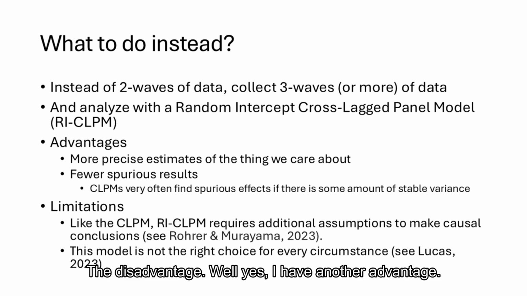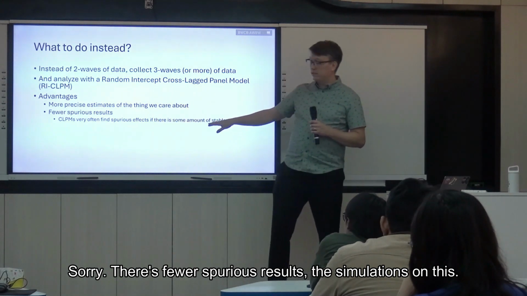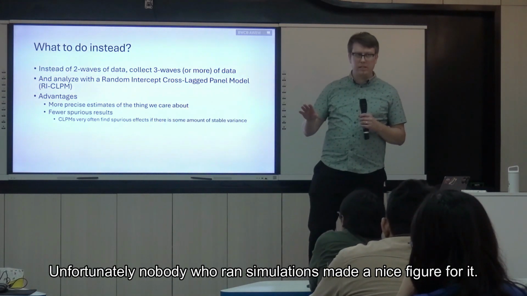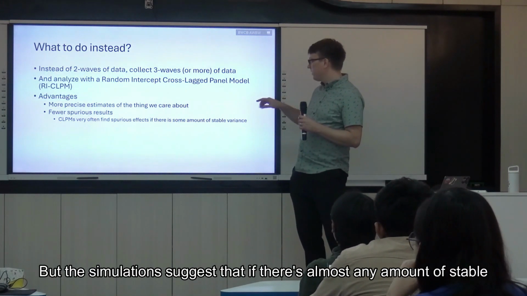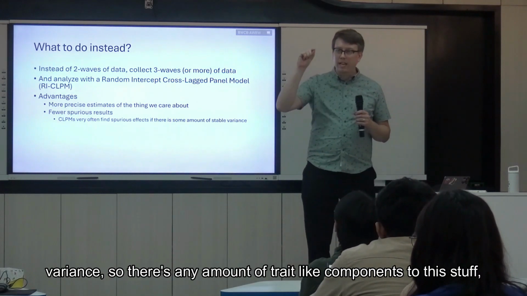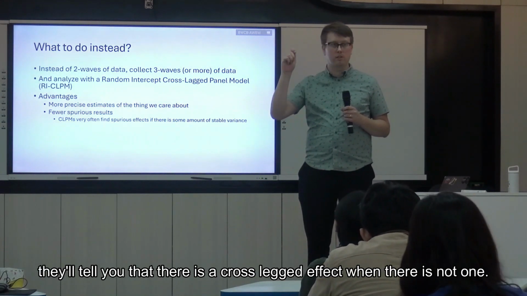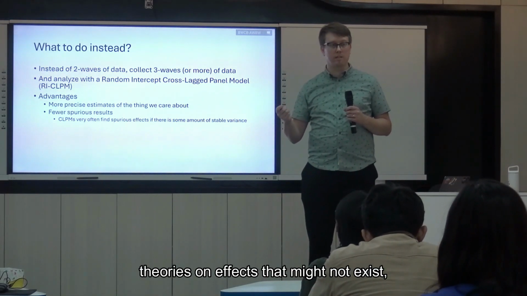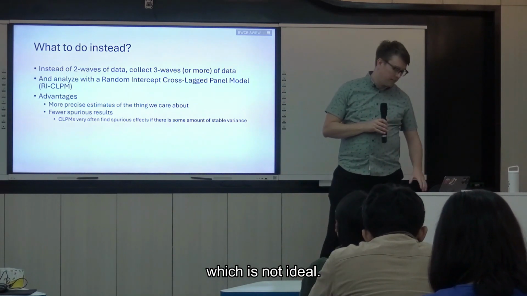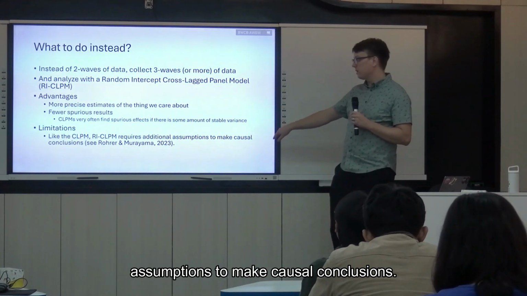A disadvantage, well, yeah, I have another advantage, sorry. There's fewer spurious results. The simulations on this, unfortunately nobody who ran simulations made a nice figure for it, so I don't have a figure on here. But the simulations suggest that if there's almost any amount of stable variance, so there's any amount of trait-like component to this stuff, then the cross-lag panel models fail. And they'll tell you that there is a cross-lag effect when there is not one. And so then we'll be writing papers and building theories on effects that may not exist, which is not ideal.